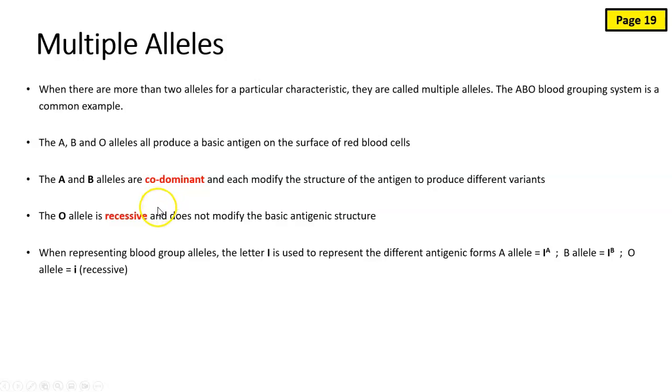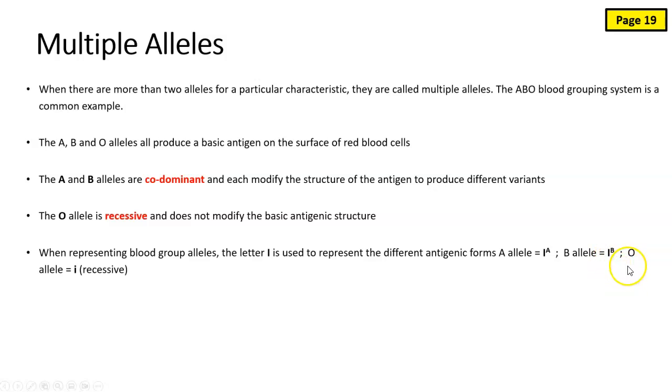So when we represent blood groups for alleles, we use the same capital letter, which is I. However, when we want to discuss the antigenic forms, which are A and B, so these are the antigens present on the surface of the blood cells, we give them a superscript capital letter, because remember, they are co-dominant. So for blood group A, it will be I superscript capital A.